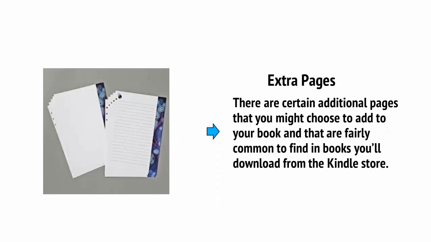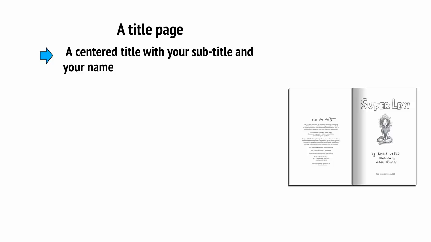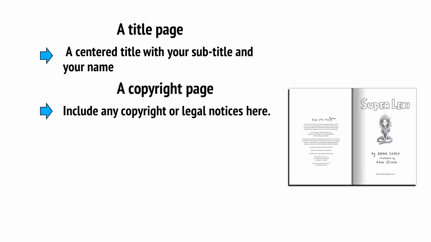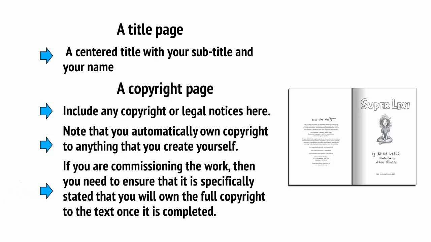Then there are certain additional pages that you might choose to add to your book and that are fairly common to find in books that you'll download from the Kindle store. And these include a title page, and this is a centered title with your subtitle and your name, or the author's name if you're not they. A copyright page, and you can include any copyright or legal notices here. Note that you automatically own the copyright to anything you create yourself. If you're commissioning the work, then you need to ensure that it is specifically stated that you will own the full copyright to the text once it's completed.